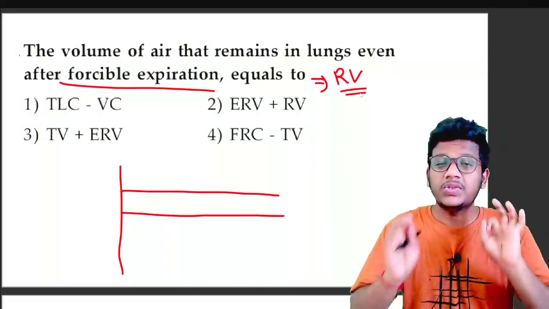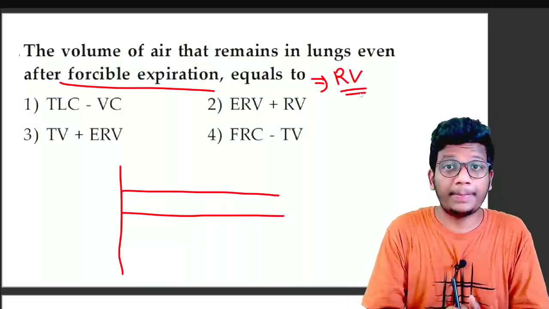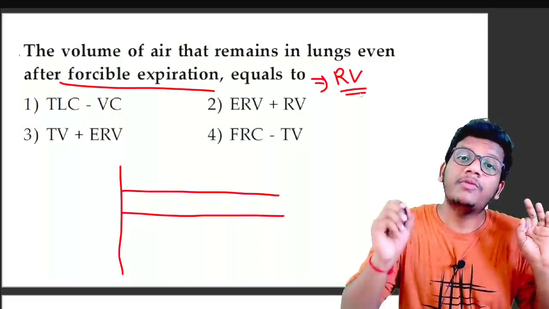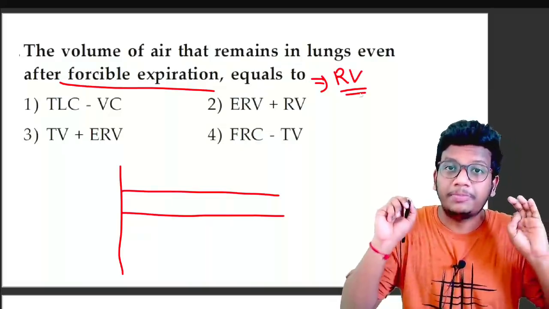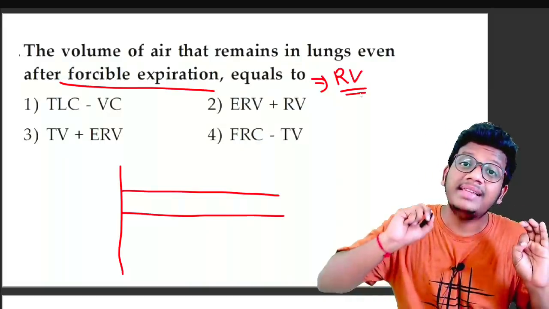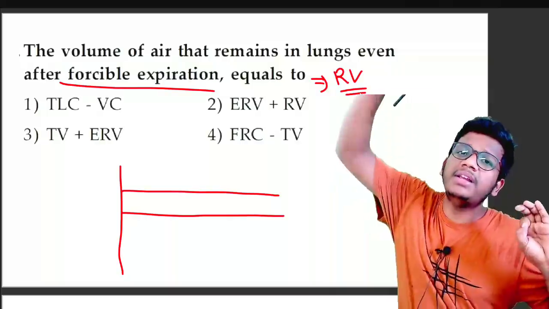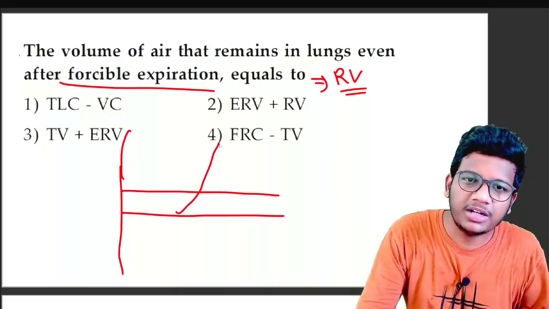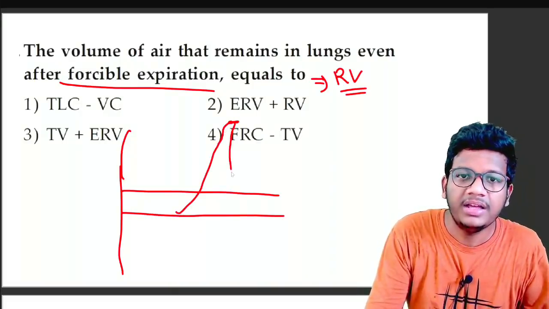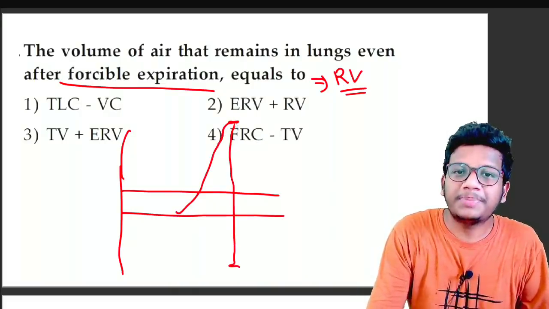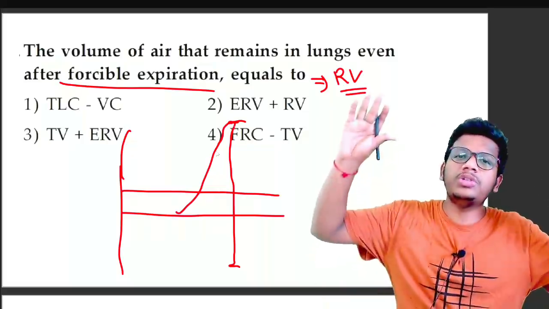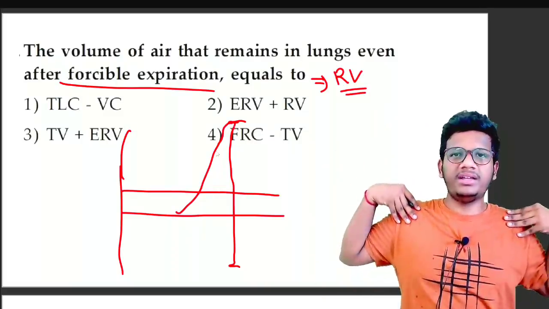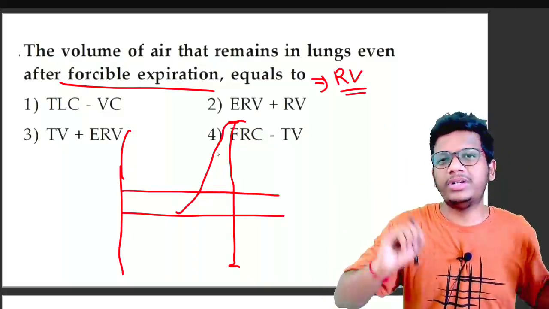Now come back here for the total lung capacity. It is the volume of air that is present in the lungs at the end of forcible inspiration. In the graph, starting from here, the highest peak is the amount of air that is present in the lungs at the end of forcible inspiration. So we have it full here.